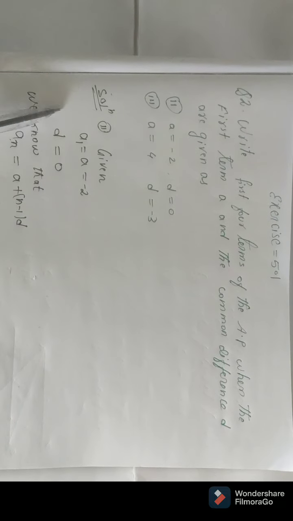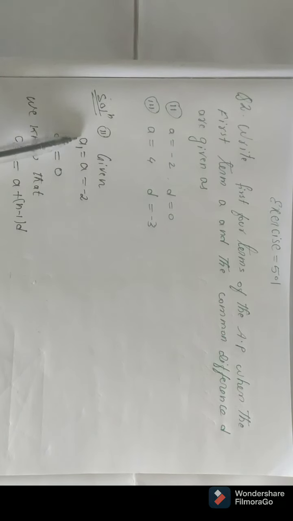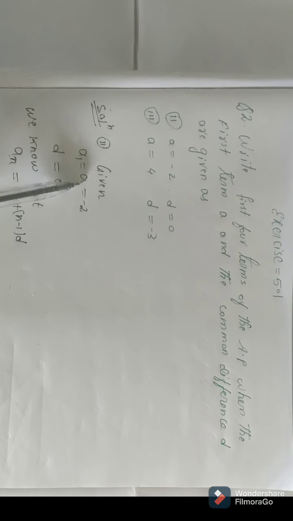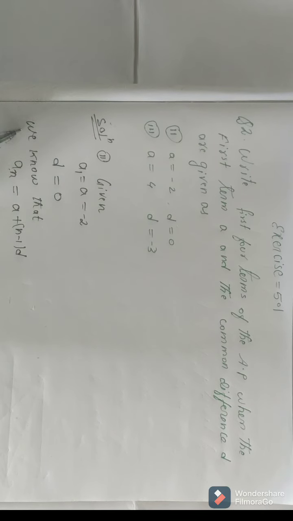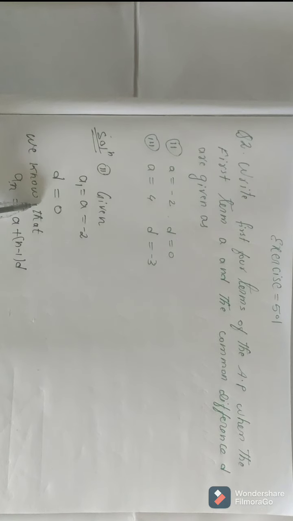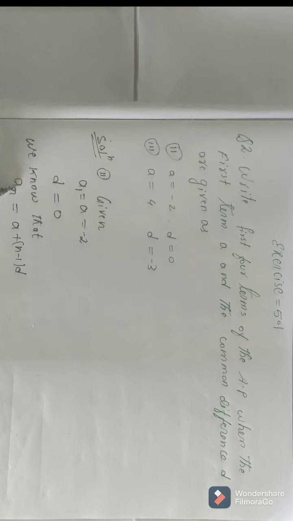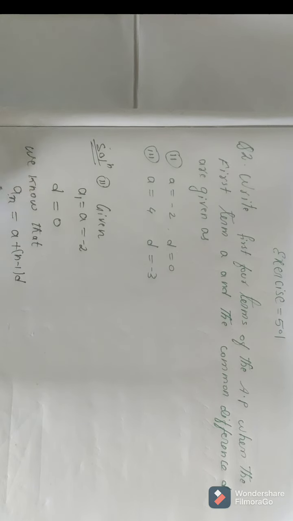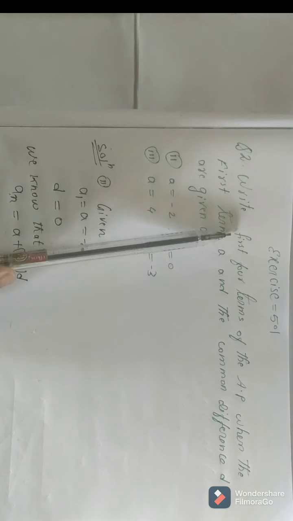Given A1 equal to A, you can write A1 also. A1 is the first term. It is already given: -2. D equal to 0. So to find the value of the first four terms, we know the formula: An equal to A plus (n minus 1) D. Here A means first term, n is the number of terms. Here n is the number of terms. It is given 4 terms.